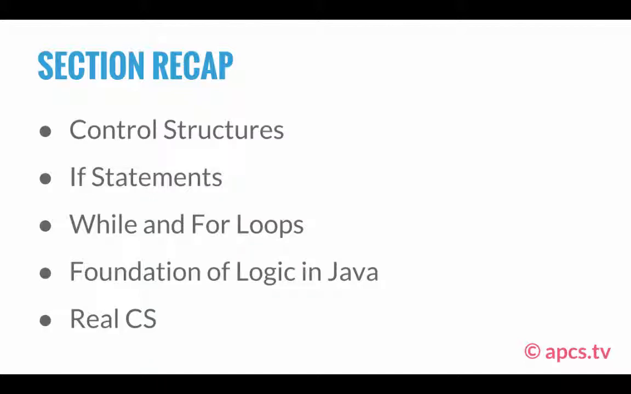That's where computer science really comes in, because control structures help us do things based on what the user does and interact with the user, and depending on what the user does, that determines what the program does. We can also repeat multiple things at once. So that's really where control structures fit into computer science, and control structures are the foundation of logic in Java. This is where logic really kicks into computer science, and this is the real computer science, because it requires a lot of logic and thinking.